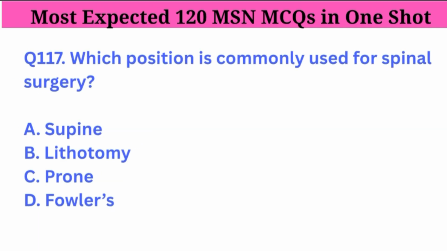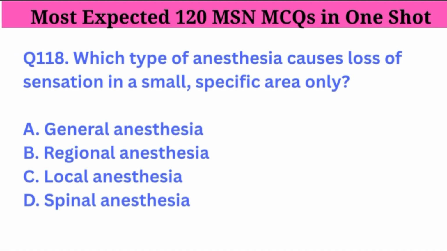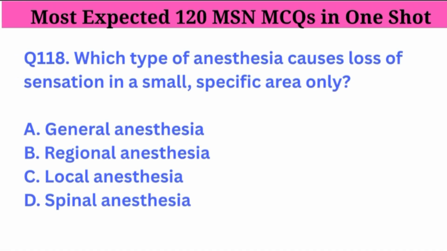Which position is commonly used for spinal surgery? Your correct answer is option C, prone position. Which type of anesthesia causes loss of sensation in a small specific area only? Your correct answer is option C, local anesthesia.